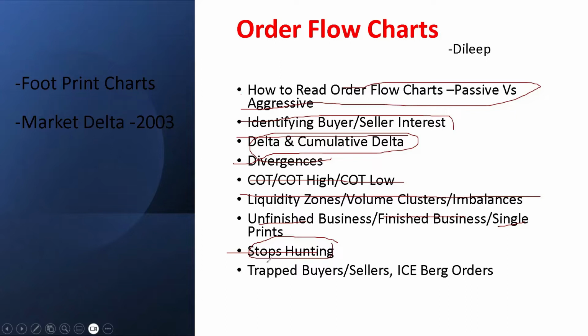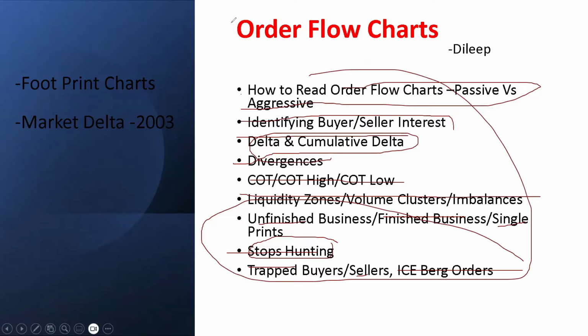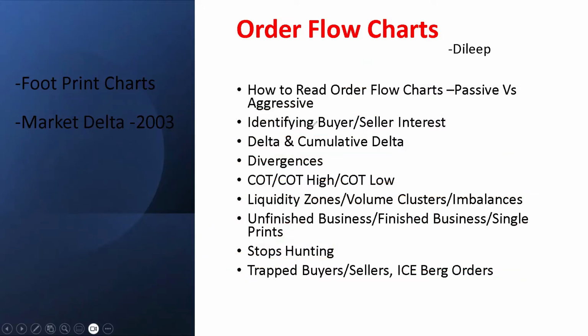So stop loss hunting, trapped buyers, sellers, iceberg orders. These are a few concepts, so you can understand how many concepts there are. Almost 10 to 15 concepts are there. When such concepts are there, asking for accuracy and all, these are all baseless.